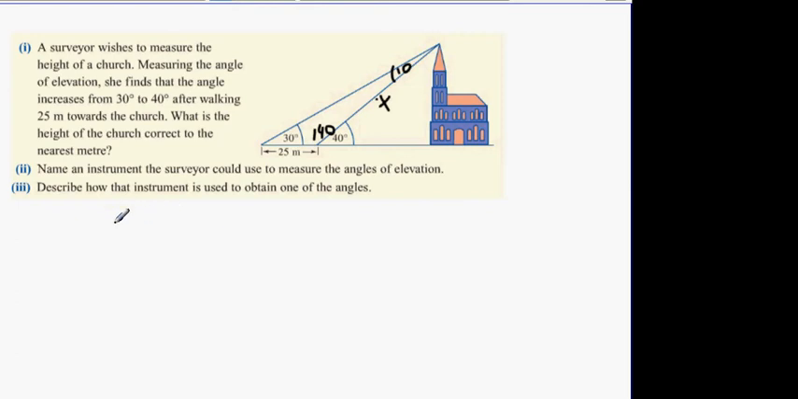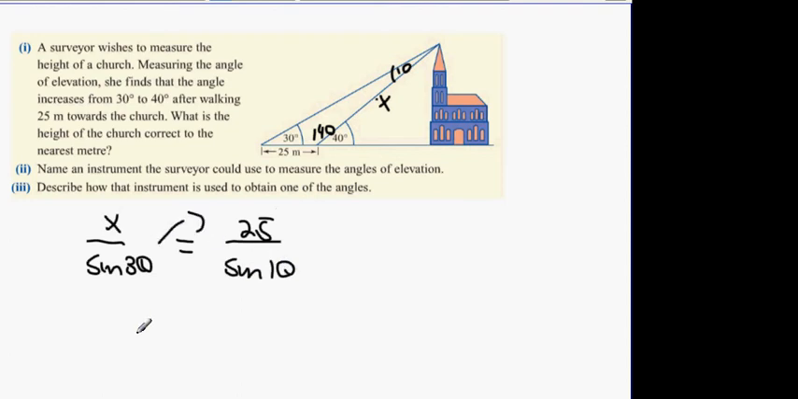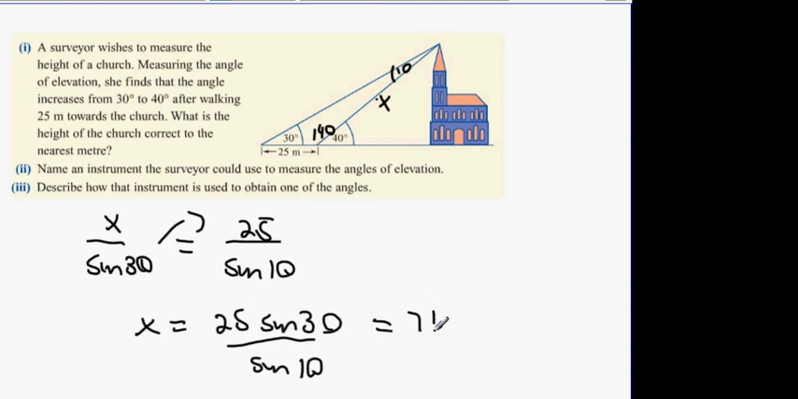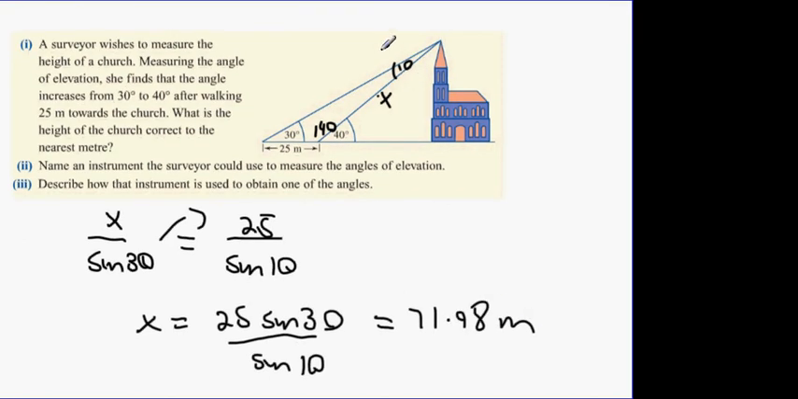We're next going to do x divided by sine 30 equals 25, which is the only information we have, so we have to use 25 divided by the sine opposite that, using the sine rule. Cross multiply up the sine 30 and do it all in one go. When you do this all in one go, it turns out to be 71.98 metres. I haven't got the answer yet, so I'm still not rounding off just yet.